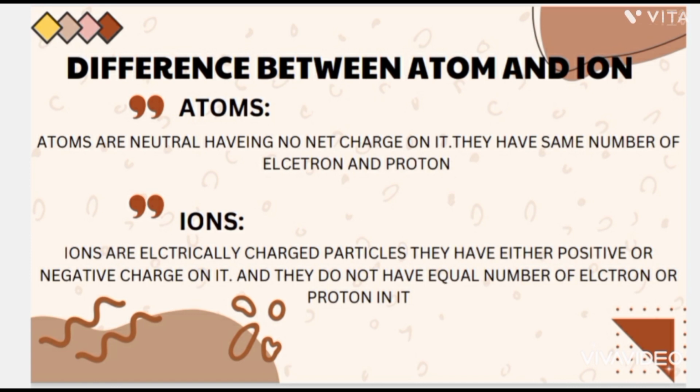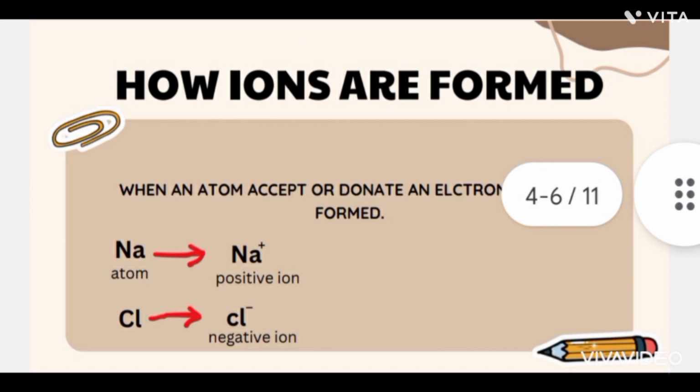Secondly, ion does not have an equal number of protons and electrons. So that's the reason ion shows charge on itself, because there is no equal number of electrons and protons in it. Now we will talk about how ions are formed.